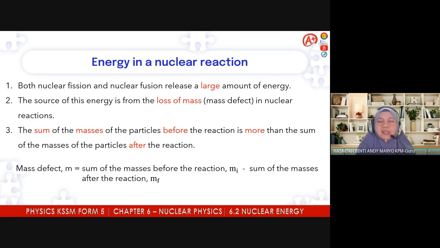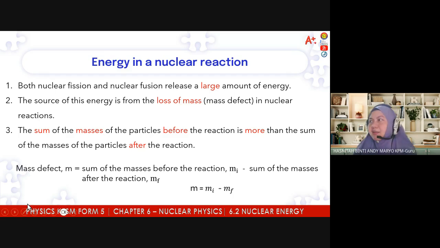And students, from the equations of both processes, the sum of masses of the particles before the reaction, on the left, is more than the sum of masses of the particles after the reaction. So here we understand that some of the mass is lost along the process, which is called mass defect. This is the formula for mass defect: sum of mass before reaction, Mi, the initial mass, minus sum of the masses after reaction, Mf, the final mass.